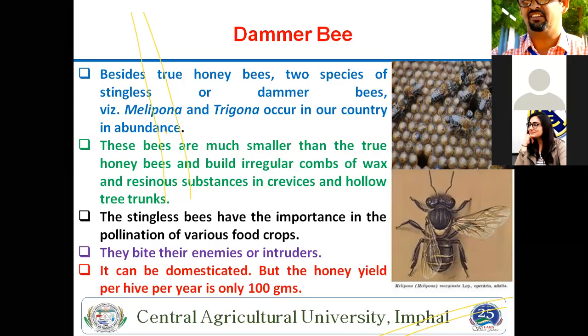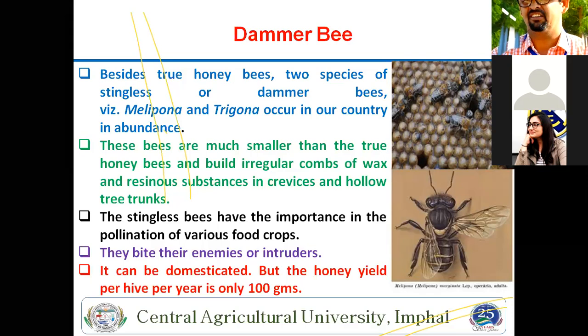Because most bees have a sting, meaning an ovipositor, that produces venom and causes harm to your body. But in Melipona and Trigona, the two species, there is no sting. That's why they are stingless species. The bees are much smaller than the true honeybees. A very small species, and irregular combs of wax are found. The stingless bees are important pollinators of various food crops. So that is also important for pollinating, and they bite their enemies or intruders.